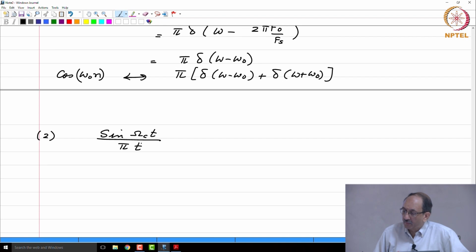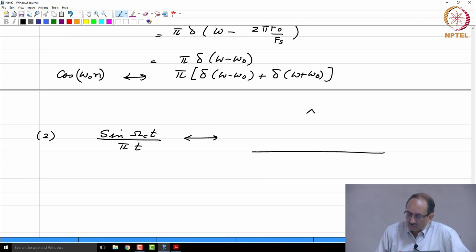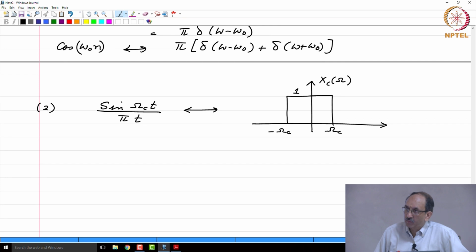sin(Ωc t)/(π t) is your underlying continuous time signal. This continuous time Fourier transform is the ideal low pass filter with cutoff Ωc. So, this is really Xc(Ω). Now, what we are going to do is sample this.